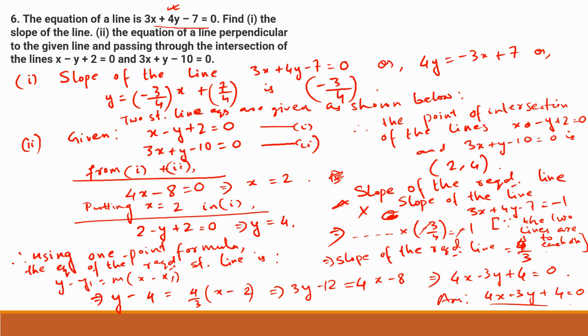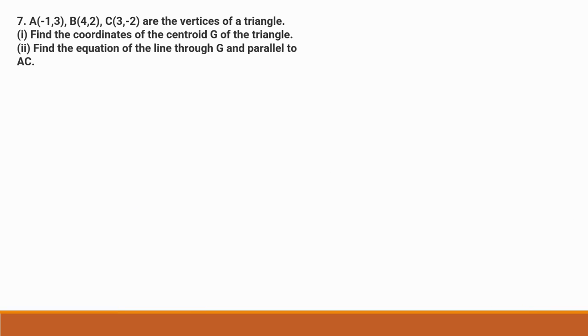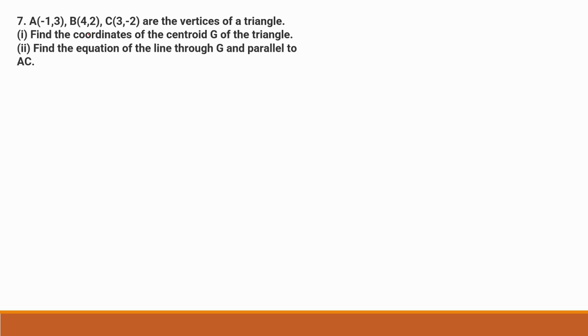So hope this is clear to you. Now let's move to the next problem. I think two more problems are there for the equation of a straight line. So A, B, C are the vertices of a triangle. Three vertices are given. Find the coordinates of the centroid G of the triangle.